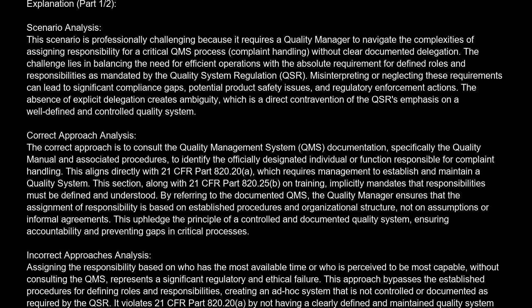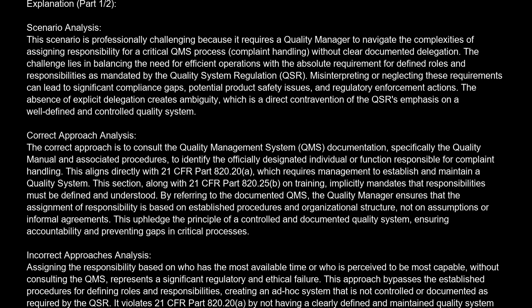The correct answer is B. The documented quality management system, procedures, and organizational structure that define roles and responsibilities for critical processes. Explanation. Scenario analysis. This scenario is professionally challenging because it requires a quality manager to navigate the complexities of assigning responsibility for a critical QMS process, complaint handling, without clear documented delegation.